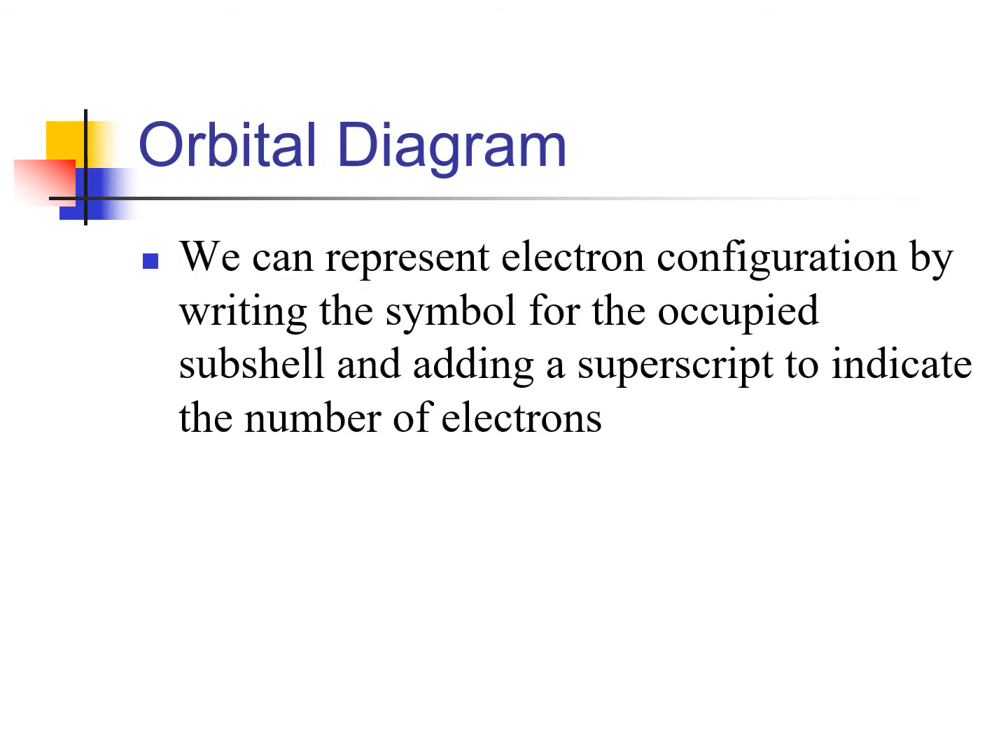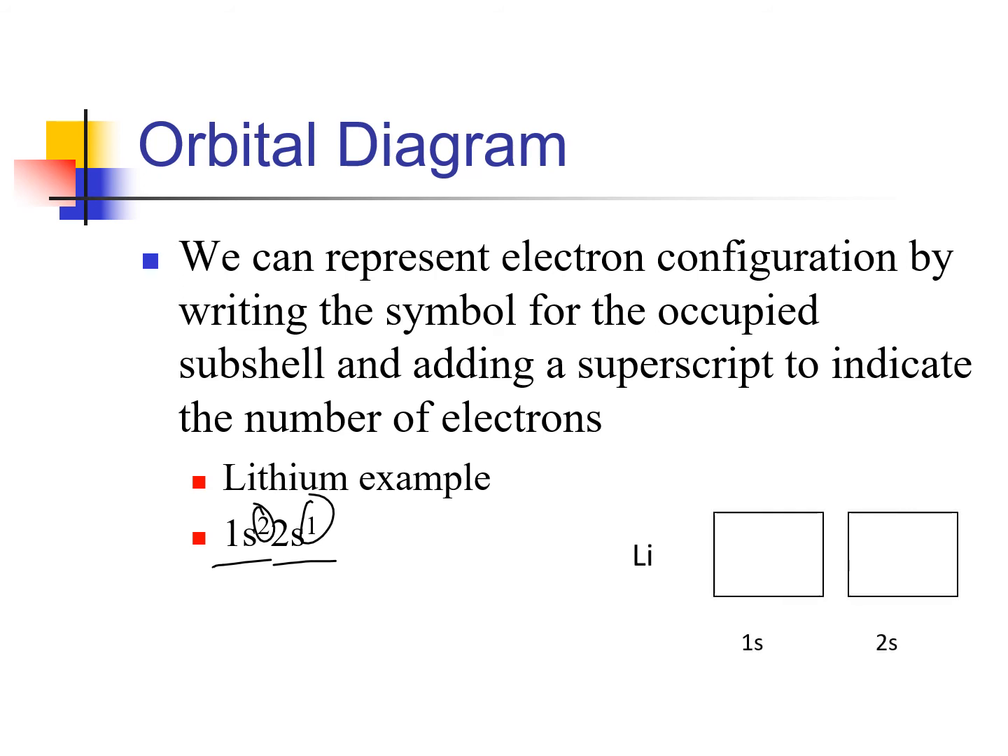We represent electron configurations by writing the symbols for the occupied subshell and adding a superscript to indicate the number of electrons. So lithium would be 1s2, 2s1. Again, 2 electrons in the 1s sublevel, 1 electron in the 2s sublevel. One way we can do this is if we write those boxes. Think back a few slides. We can represent electrons as arrows. Each of these boxes represents an orbital. So again, we put 2 in the 1s, and then 1 in the 2s, because there are 3 electrons to fill up.